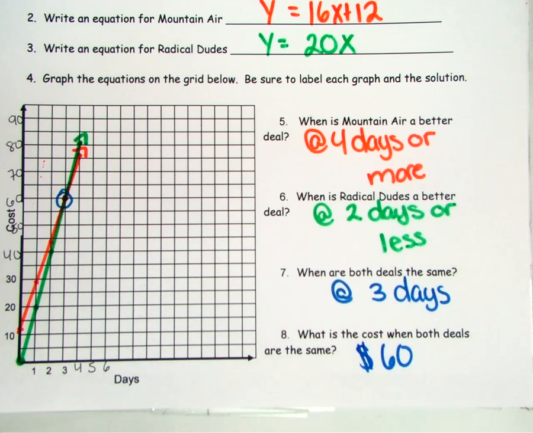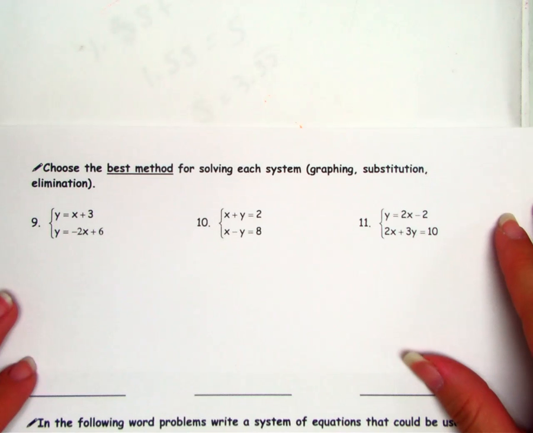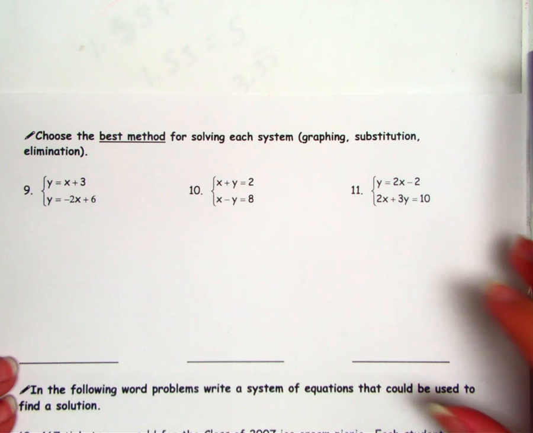Alright, let's do the last 3 problems. It says, choose the best method for solving each system: graphing, substitution, elimination, or matrix. You can do matrix as well. Now, it doesn't say to solve it, but that's what they meant. They want you to solve these. So, let's look at this first one. We see that both equations are already solved for y. So what I'm going to pick is I'm going to graph it using my calculator.